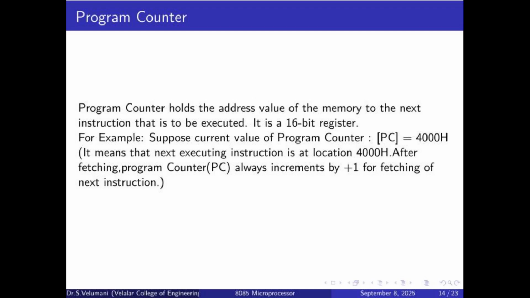Program counter. The program counter holds the memory address of the next instruction that is to be executed. It is a 16-bit register. For example, suppose the current value of the program counter is PC = 4000H (hexadecimal). It means that the next executing instruction is at location 4000H. After fetching, the program counter always increments by 1 for fetching the next instruction.